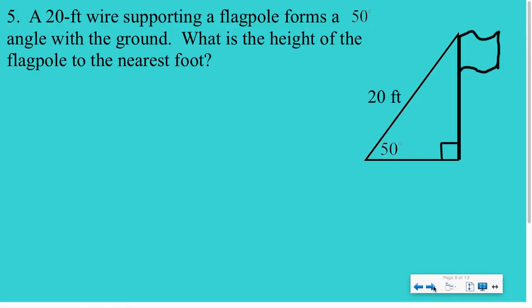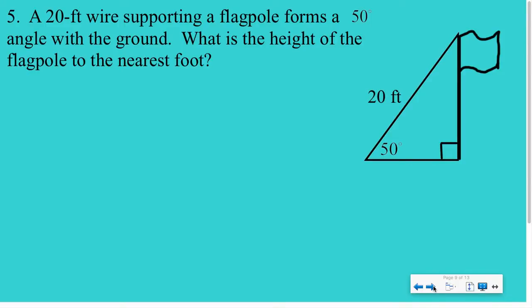Your worksheets next week. Some of them will have the pictures started for you, like your notes have been. Some of them you're gonna have to draw the pictures yourself, kind of like what you did on your quiz. So if you're having troubles drawing those pictures, make sure you come in for extra help to draw the right triangle pictures. But on this one, we started it for you. A 20-foot wire supporting a flagpole forms a 50-degree angle with the ground. What is the height of the flagpole to the nearest foot?